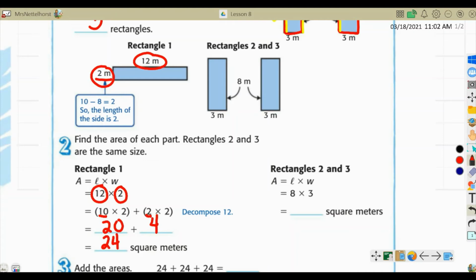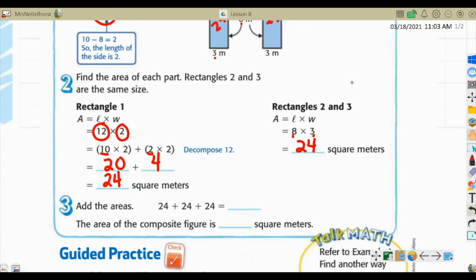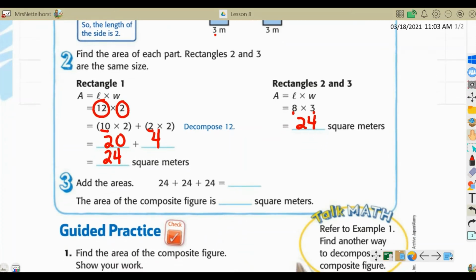Okay, let's go over here and we're going to do rectangles 2 and 3. So the area is the length, which is the long side, that's 8. There's my length, times my width, my short side. So 8 times 3 is 24. But remember, there are 2 of those. So this one is 24, but this one is also 24. And oddly enough, this one is also 24.